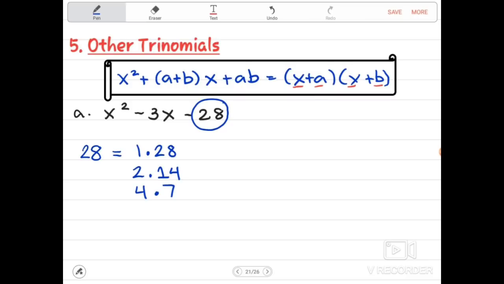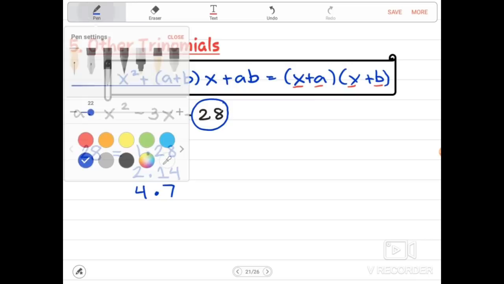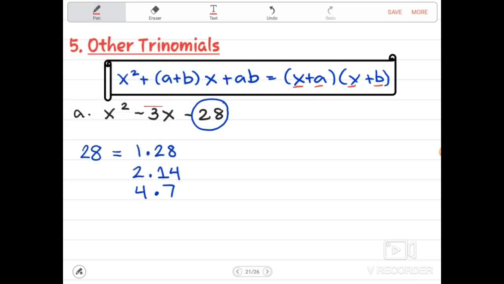Ano ba yung mga numbers na kapag pinag-times 28 ang sagot? Then, after nating mailista yung factors ng last term, ang gagawin nyo is titingin kayo sa gitna. Yung constant sa gitna. Ito yon, negative 3. Okay? So, negative 3. Ano ang kinalaman ng negative 3 dyan? Tingin kayo sa factors ng 28. Ito yon. Saan kaya dyan pwede tayong magkaroon ng negative 3 kapag in-apply natin yung integers, yung addition and subtraction?